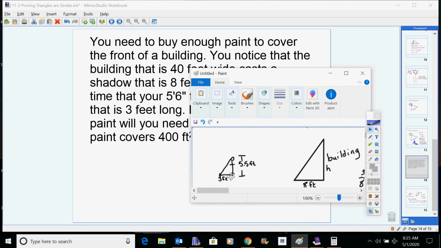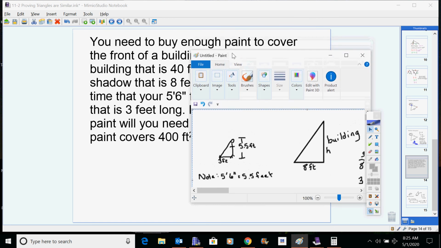So I need to figure out, we have similar triangles here. We have a right angle. We have the 3 feet and the 8 feet. These are similar triangles. They have the same thing happening. The sun is coming down at the same angle. So the angle up here and the angle down here are both the same angle. So these triangles are similar. That means that 3 has to go with 8 in the same way that 5.5 goes with H.